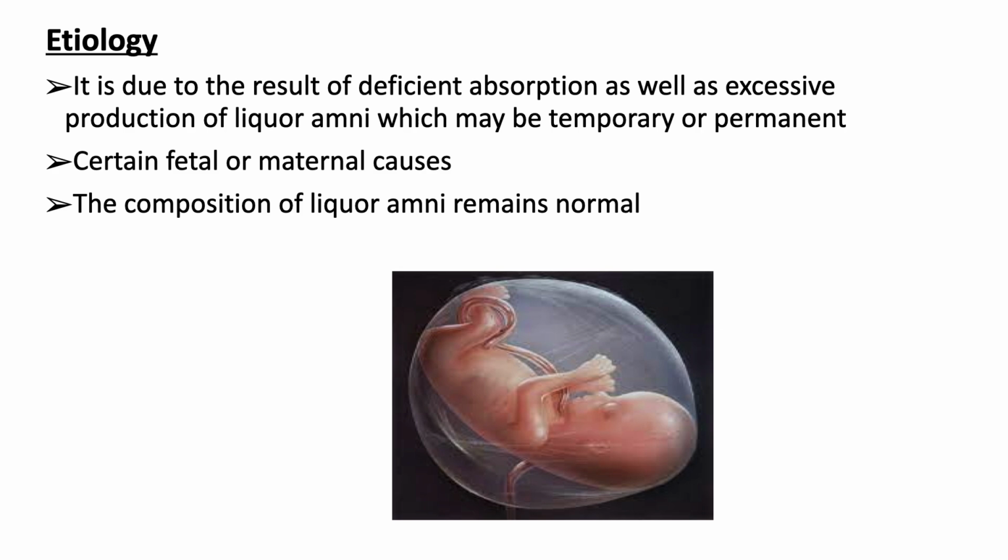Moving on to the etiology. The etiology of polyhydramnios may be the result of deficient absorption as well as an excessive production of liquor amni, which may be temporary or permanent. While certain maternal or fetal factors are found to be associated with hydramnios, yet the causes remain unknown in about 50% of the cases. But we can see that the composition of the liquor amni, however, remains the same.